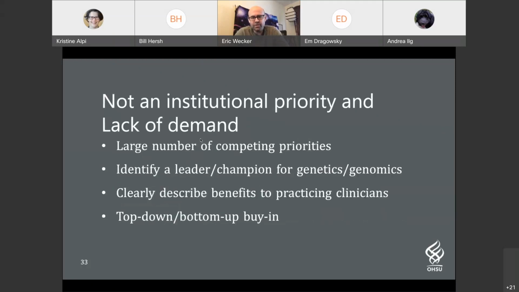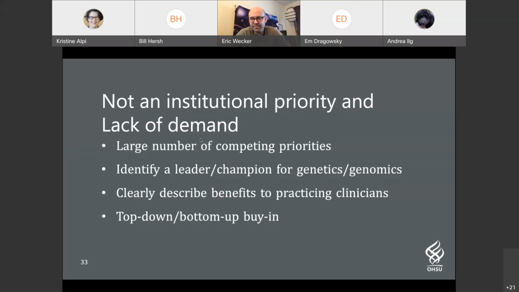And then we have a couple of them here together: not an institutional priority and lack of demand. So, obviously healthcare institutions have lots of competing priorities and they can't take them on all at the same time. So one thing suggested is, use careful planning and choose a leader or a champion for genetics and genomic medicine. That seems pretty clear.